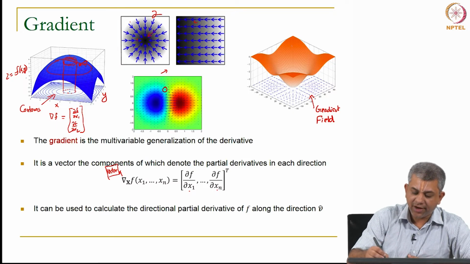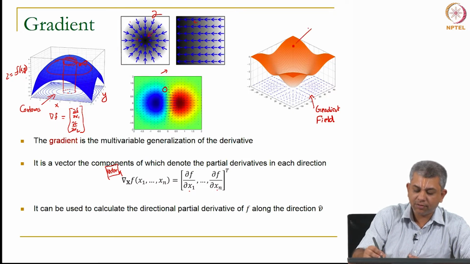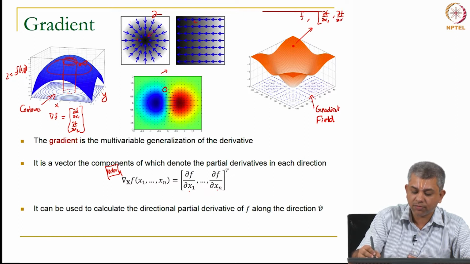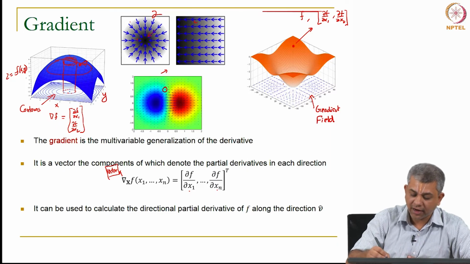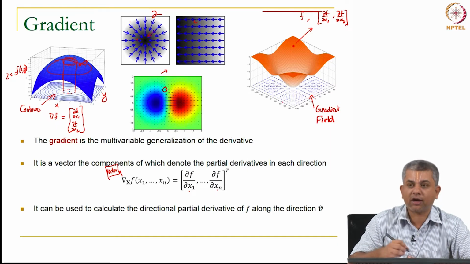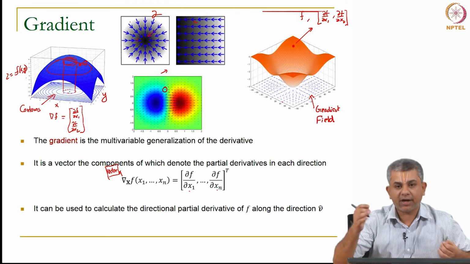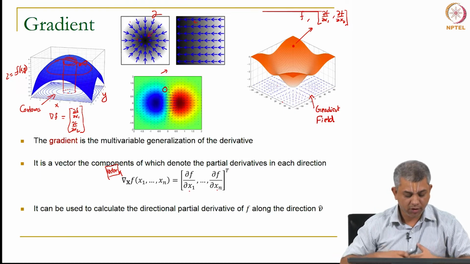Why is it the gradient field? At any point I have an f, I have del f del x 1 and I have del f del x 2. These two put together define a vector, and that vector is what is drawn here. Longer arrows mean higher gradient and shorter arrows mean lower gradient.